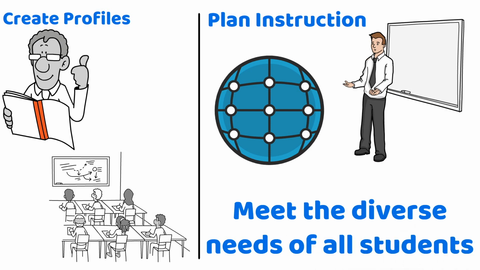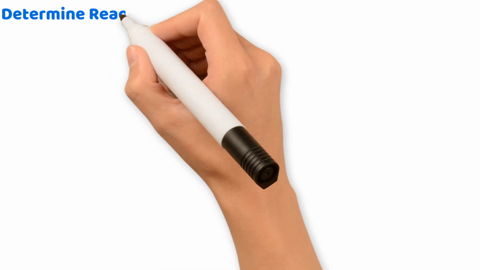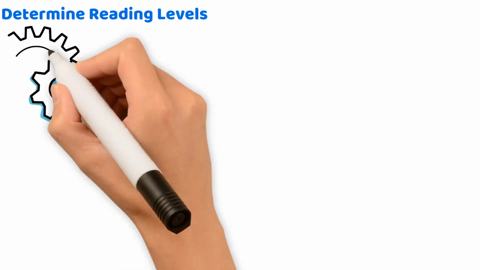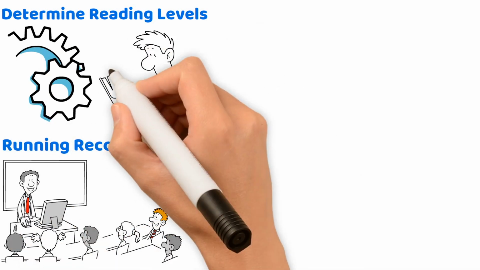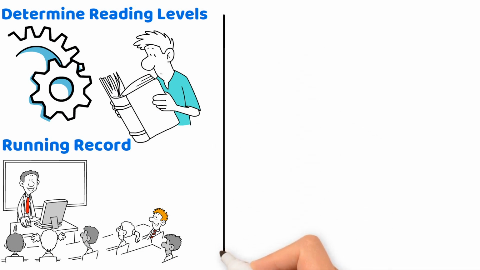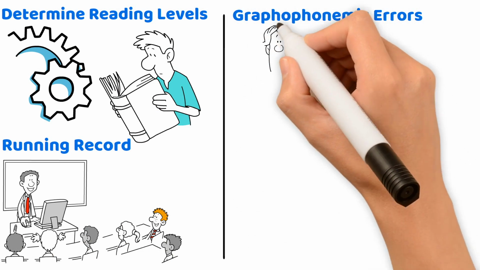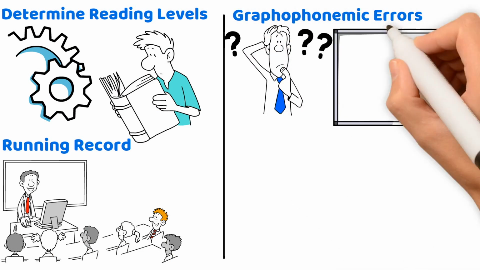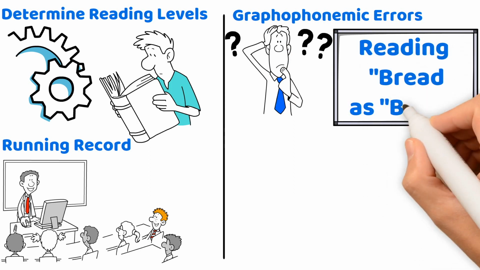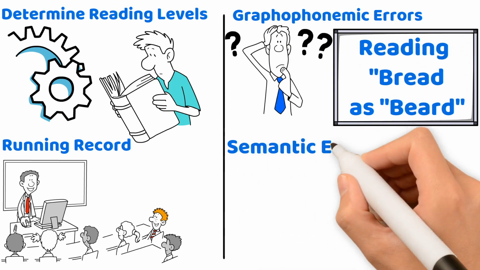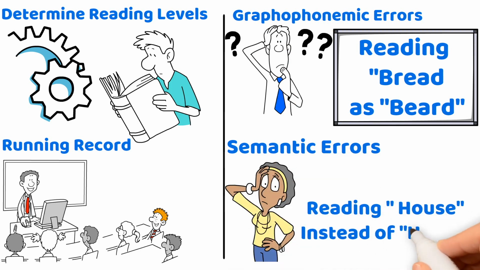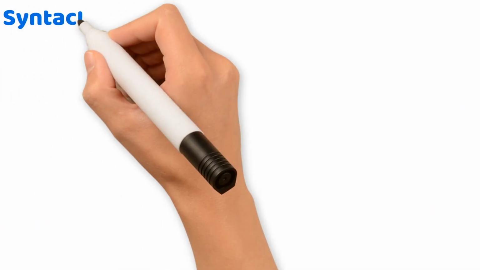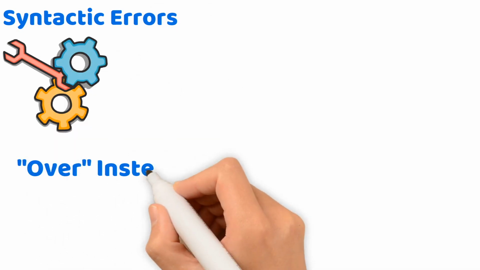Now, in order to determine reading levels, we'll use a tool called a running record, where teachers assess a student's reading level by noting patterns of errors during reading, such as graphophonemic errors, confusions in sound-letter relationships, e.g., reading bread as beard; semantic errors, mistakes in understanding meanings, like reading house instead of home; syntactic errors, errors in sentence structure, such as using over instead of under.